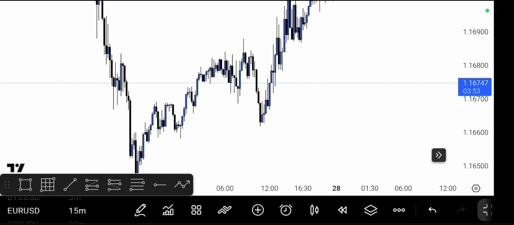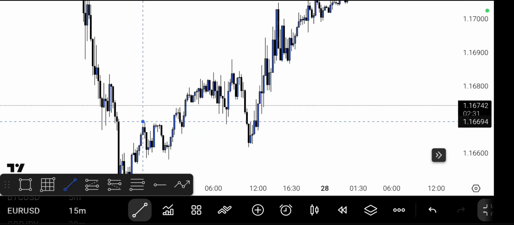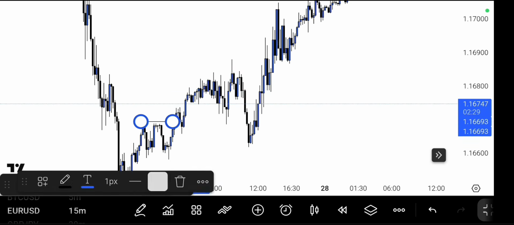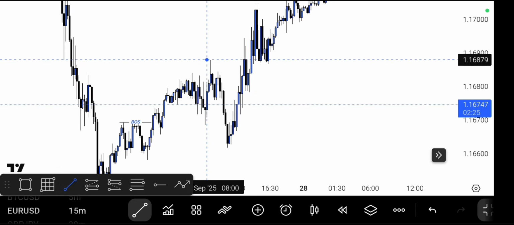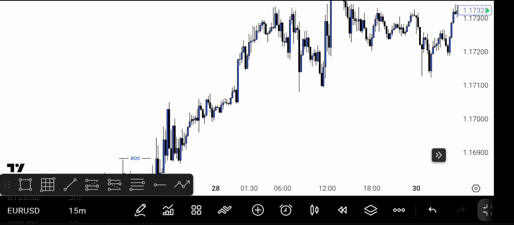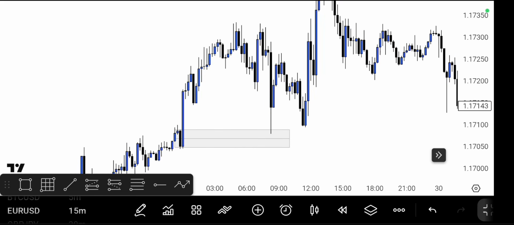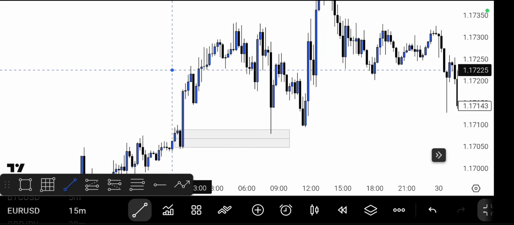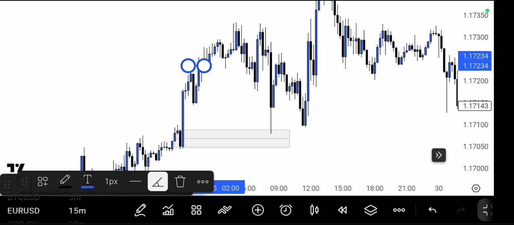So on the 15-minute time frame, I noticed the market was giving me a bullish structure. I noticed the market is giving me a break of structure, that's a bullish trend. I wasn't trading, I was just looking for an opportunity. So this was the first opportunity I got right here, after the market gave me multiple breaks of structure to the upside.